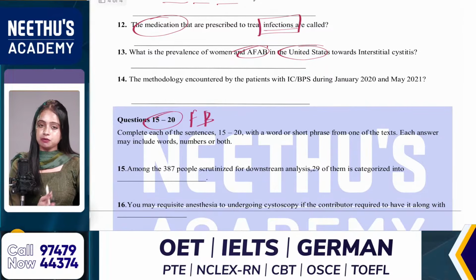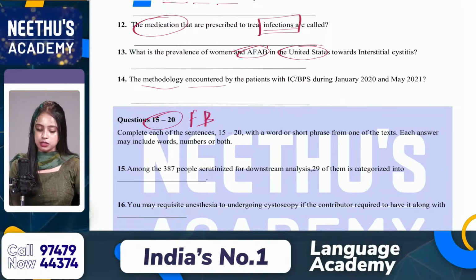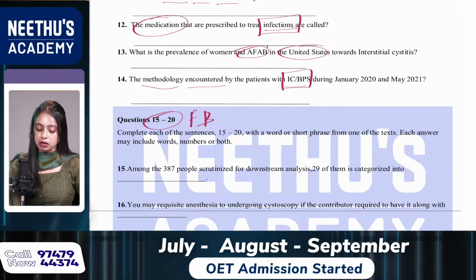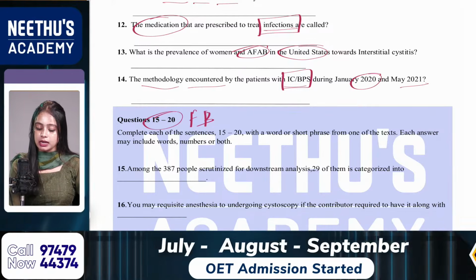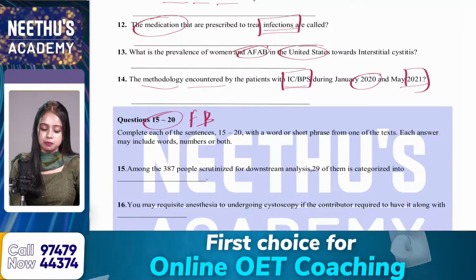Okay, so the last one, the 14th one: the methodology, the procedure encountered and used by the patients with IC or BPS during January 2020 till May 2021. So what is the correct answer? Which procedure are we using?